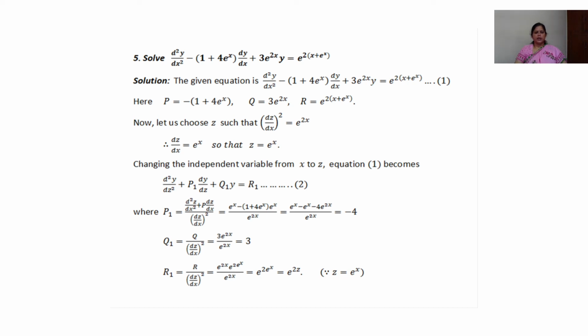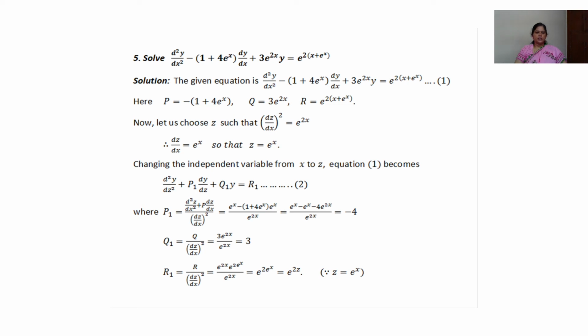Here we have taken (dz/dx)² is equal to e^(2x). So from that, dz/dx is equal to e^x and z is equal to e^x. So changing the independent variable from x to z, equation 1 becomes d²y/dz² plus p1 dy/dz plus q1 y is equal to r1. Now we have to find the p1, q1 and r1 values one by one. p1 is equal to (d²z/dx² plus p times dz/dx) divided by (dz/dx) whole squared.